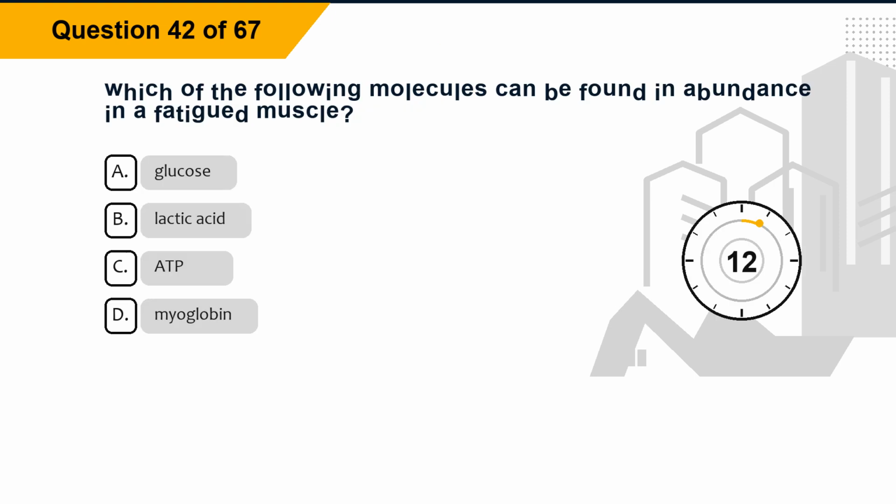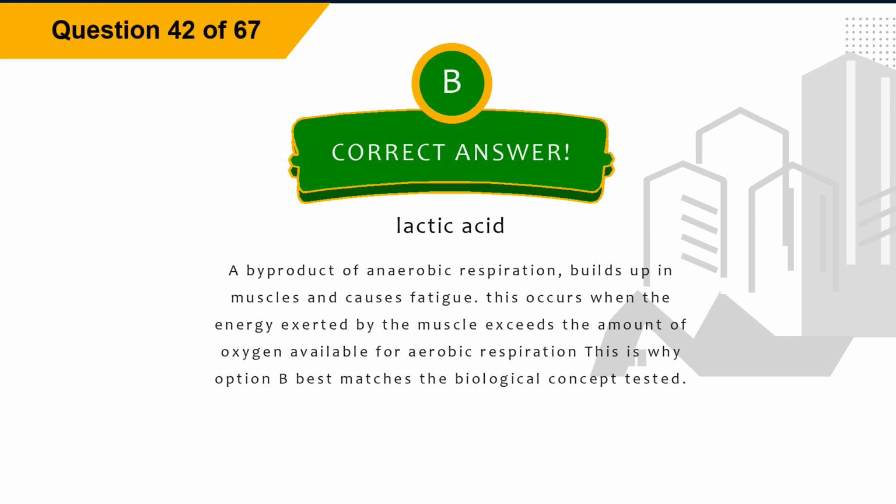Question 42. Which of the following molecules can be found in abundance in a fatigued muscle? Option A, glucose. Option B, lactic acid. Option C, ATP. Option D, myoglobin. The correct answer is option B, lactic acid.